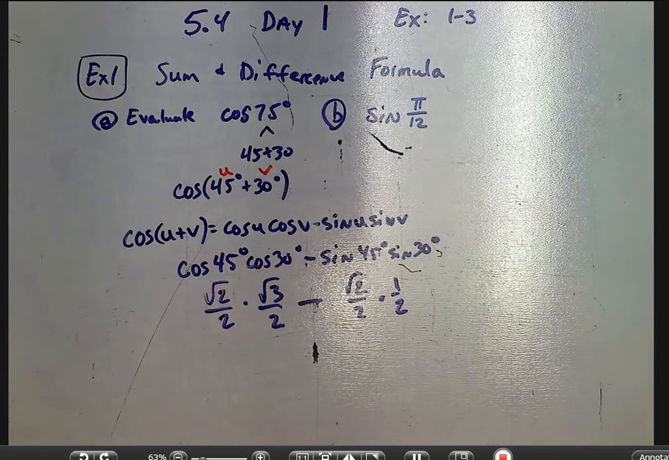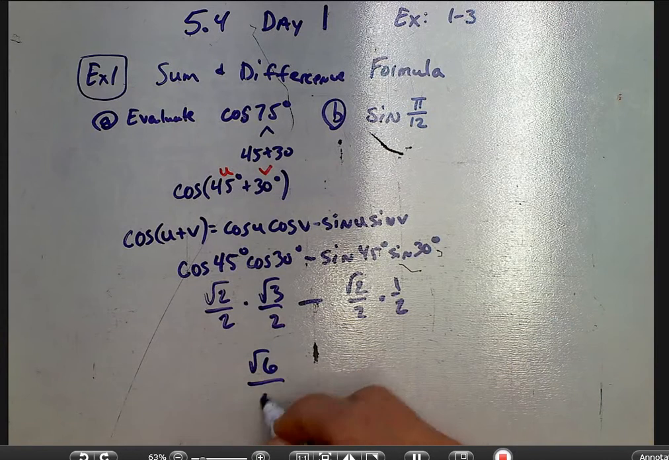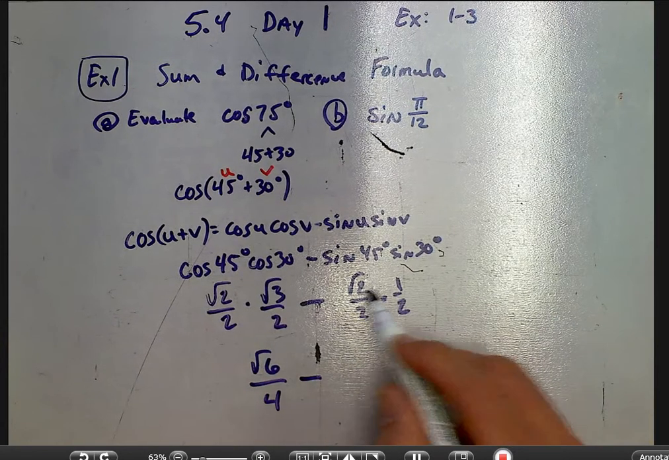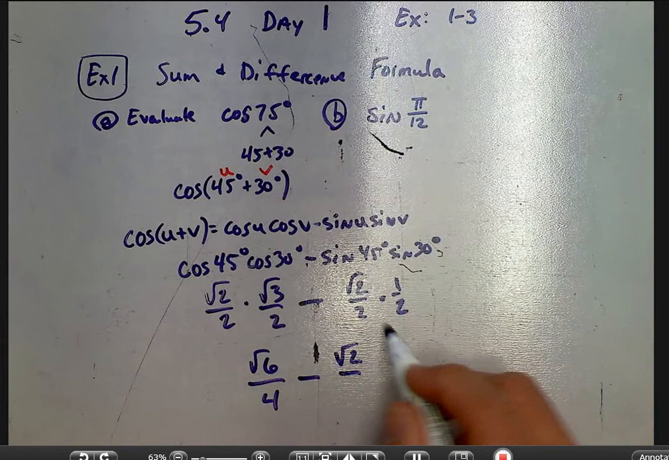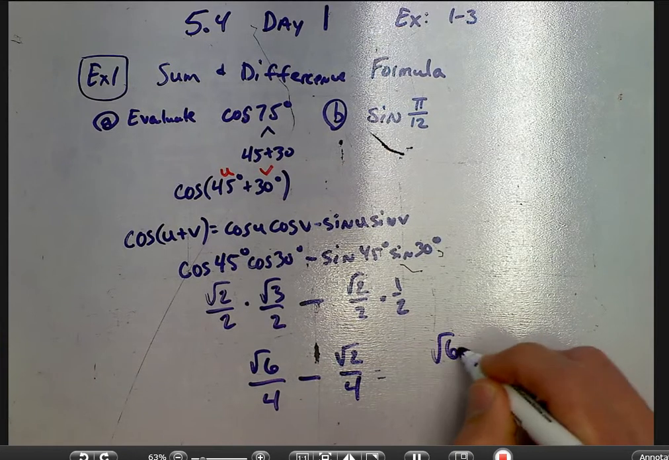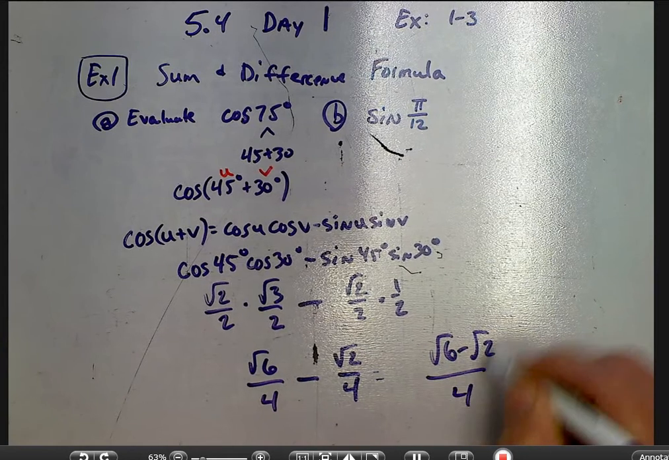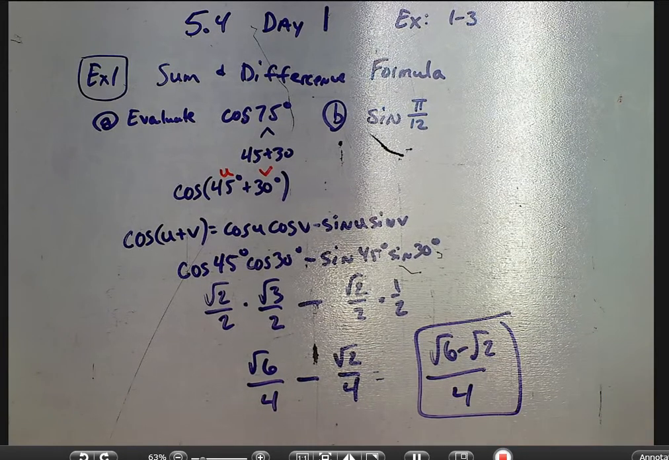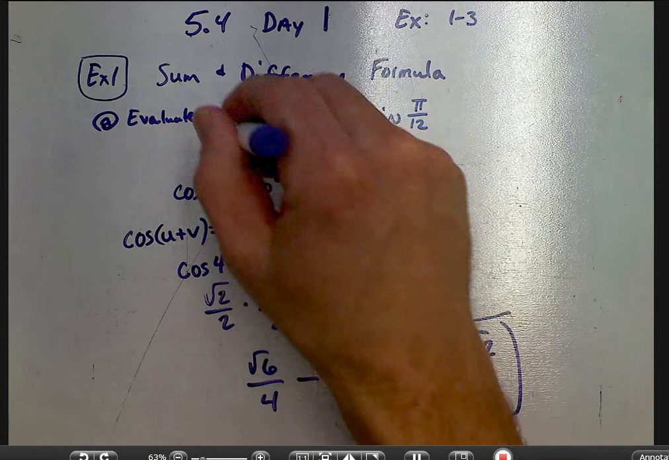And so square root 2 times square root 3 is square root 6. 2 times 2 is 4. Square root 2 times 1 is square root 2. 2 times 2 is 4. And this simplifies to the square root of 6 minus the square root of 2 over 4. So that is the exact value of the cosine of 75 degrees.